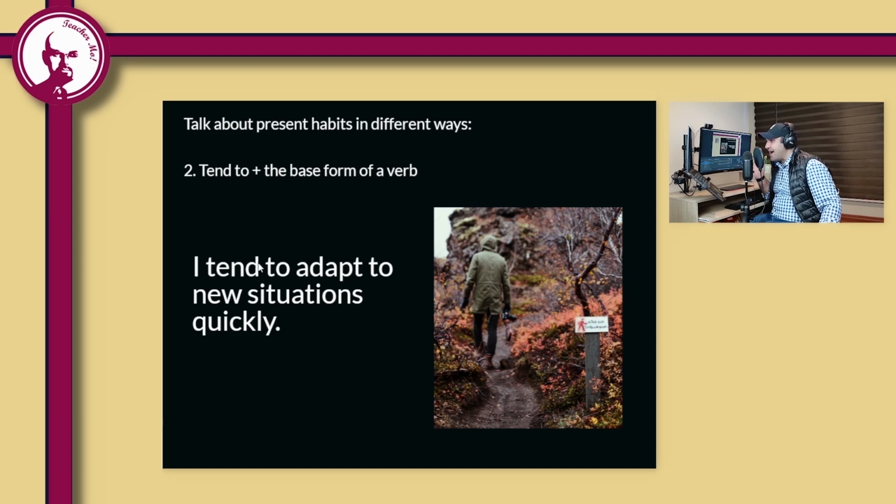I tend to adapt to new situations quickly. This is another habit that I have. The verb tend plus to plus base form of the verb. Okay.